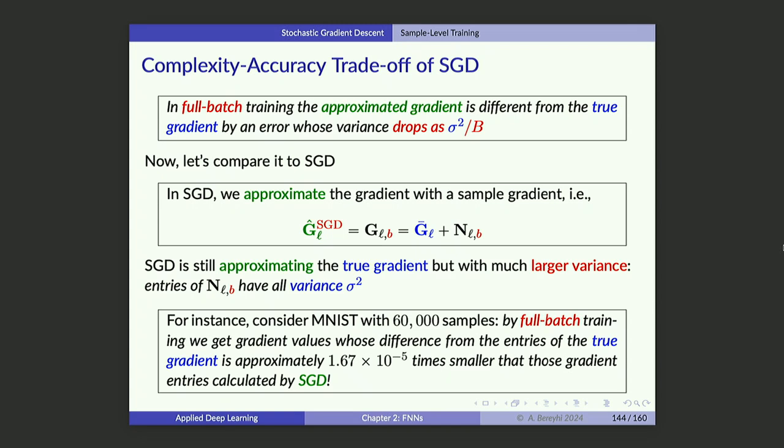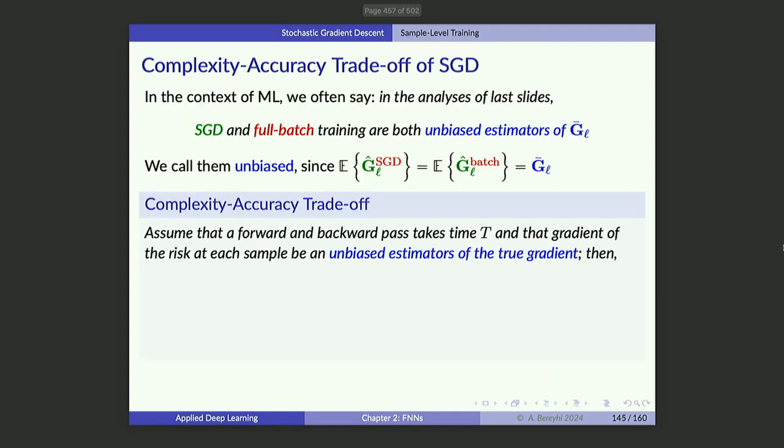So you're going to get 10 to the power minus 5 less error in your estimation if you do full batch training. But of course, you need 10 to the power 5 times more computation, right? So you're losing something, you're gaining something. This is what we call the complexity-accuracy trade-off between sample level gradient descent and full batch gradient descent, or full batch training.